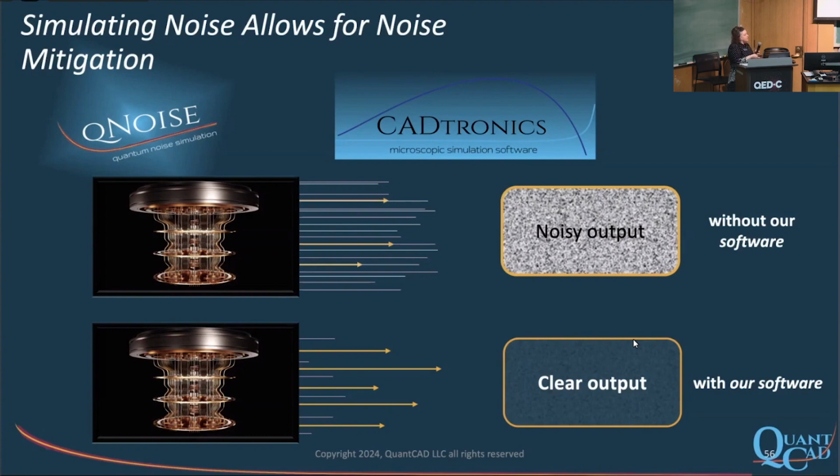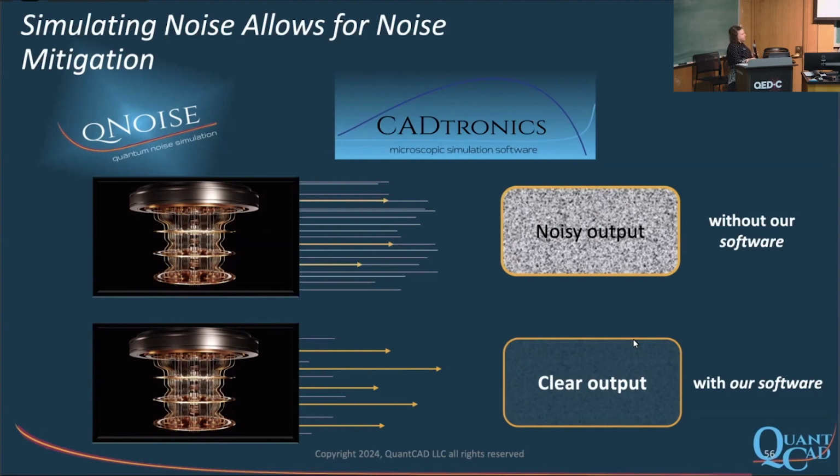Now, QNoise is a simulation suite that focuses specifically on optimizing quantum devices for reduced noise. And QNoise is structured around calculating spin coherent effects. We expect to have a beta version of QNoise available later this year.